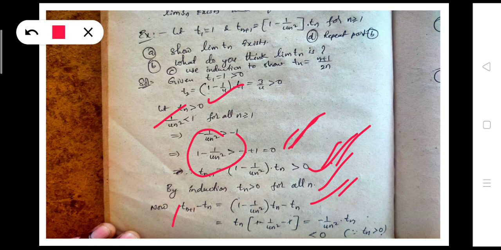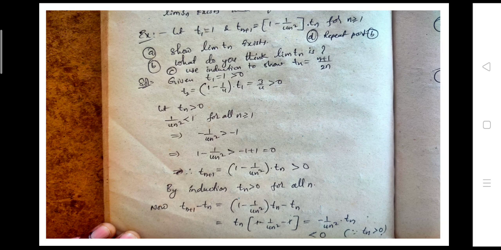So minus 1 by 4n square into Tn means this is a negative value, less than 0, but Tn is greater than 0. If Tn were less than 0, minus into minus would be positive. But here Tn is positive and minus 1 by 4n square is negative, so positive into negative becomes negative. So totally Tn plus 1 minus Tn is less than 0. We need to go to the next slide.